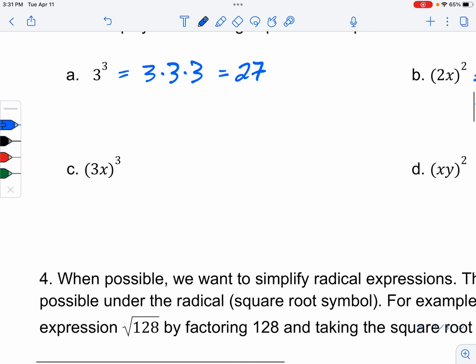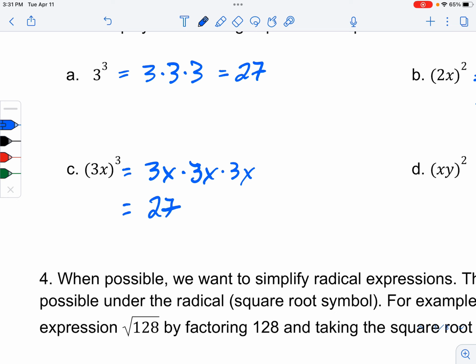Next, same idea, but we're just doing it 3 times now. So 3x times 3x times 3x, and that would be equal to 27. The 3 times 3 times 3, x times x times x is x cubed. 7 looks pretty horrible. Let me fix that a little bit here. There we go.